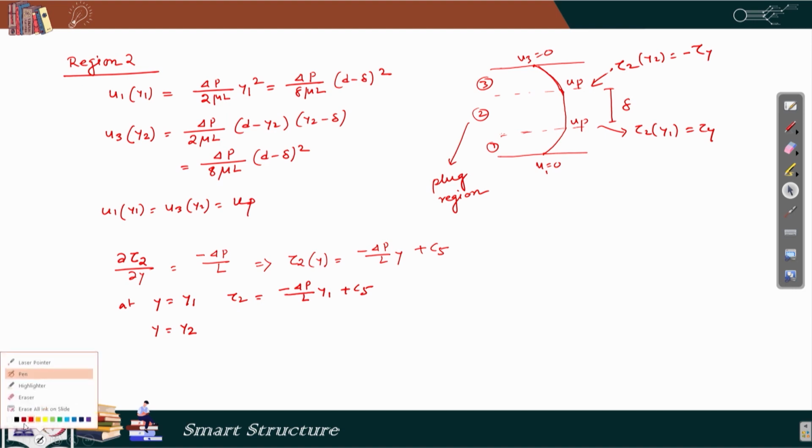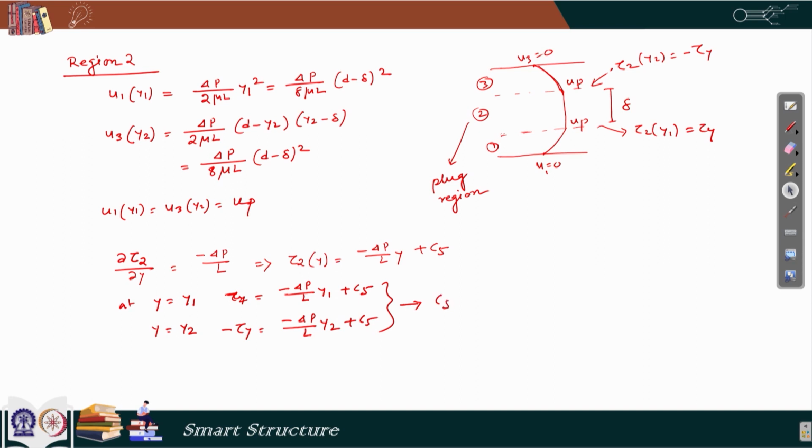All right. So, this value is now tau y, the yield stress. So, it is tau y, and here we have minus tau y equal to minus delta p by L into y 2 plus C 5. If we add these two equations, then the tau y's cancel each other, and we have 2 C 5 equal to delta p by 2 L multiplied by y 1 plus y 2, and finally solving that we get C 5.